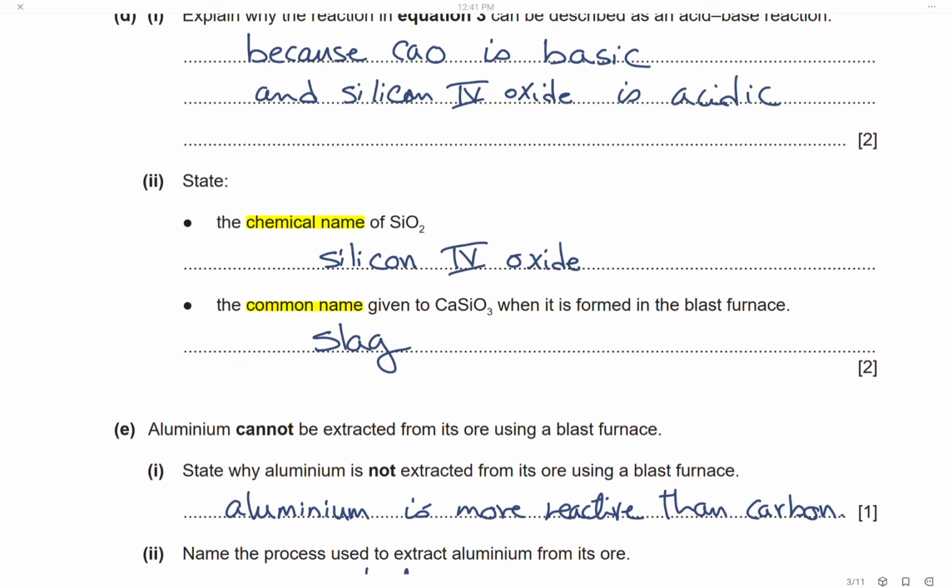State the chemical name for silicon dioxide. The chemical name is silicon(IV) oxide. The common name given to the calcium silicate when it is formed in the blast furnace. The common name, like the commercial name, is slag.